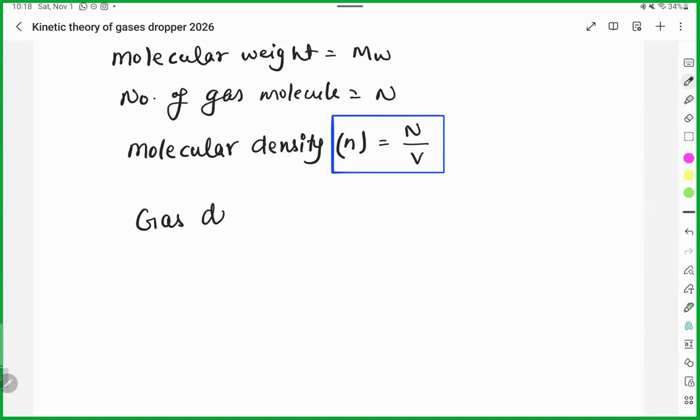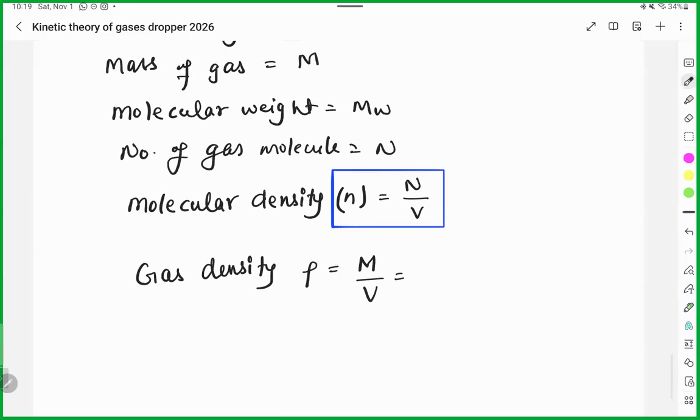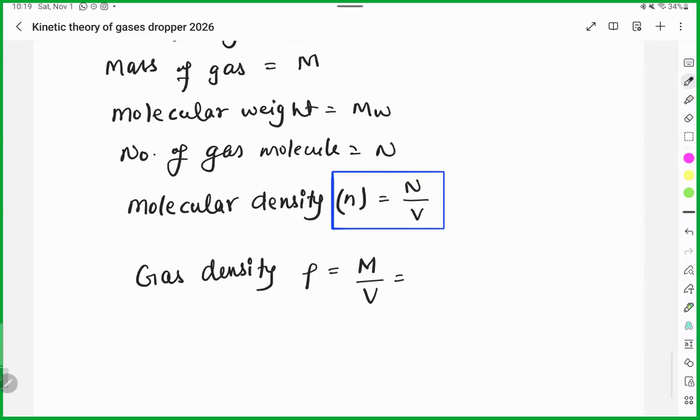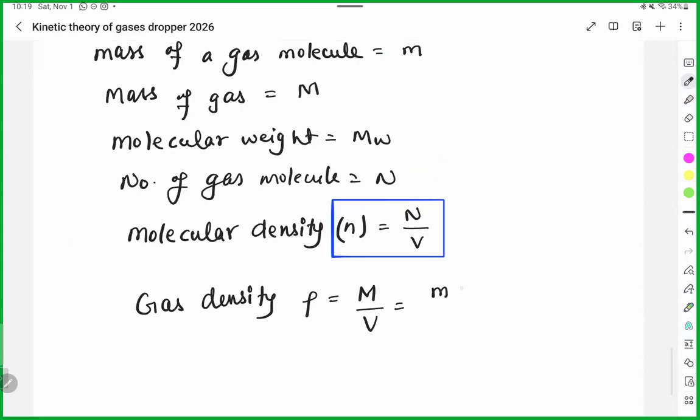Arpit, what is the gas density? Mass by volume. Exactly, mass by volume. Here we take total mass of gas, mass by volume. And if you take it in the molecular density, how are you going to write it? Can you write mass of a molecule multiplied by number of molecules, volume remains the same.